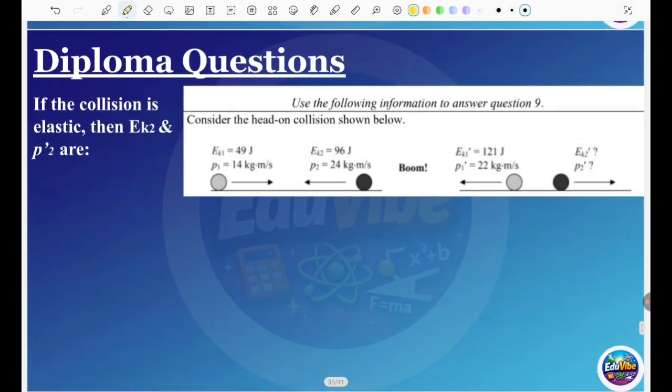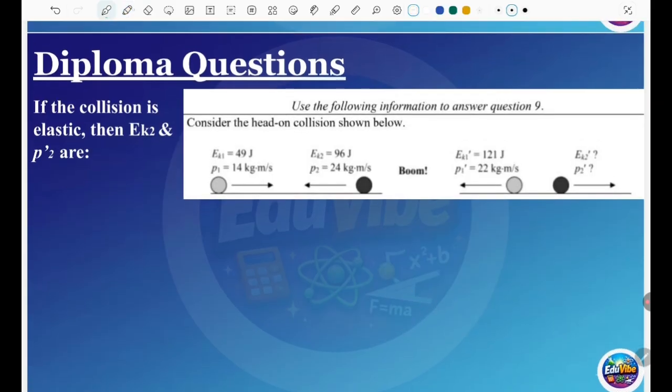The next one: we have considered the head-on collision shown below. We have P1, EK1, and EK2 and P2. When they collide, we get EK1 dash and P1 dash, which are the finals, and this one is the final too. If the collision is elastic, then what are EK2 dash and P2 dash? We have to find these two, so to find them we have to use these ones also.